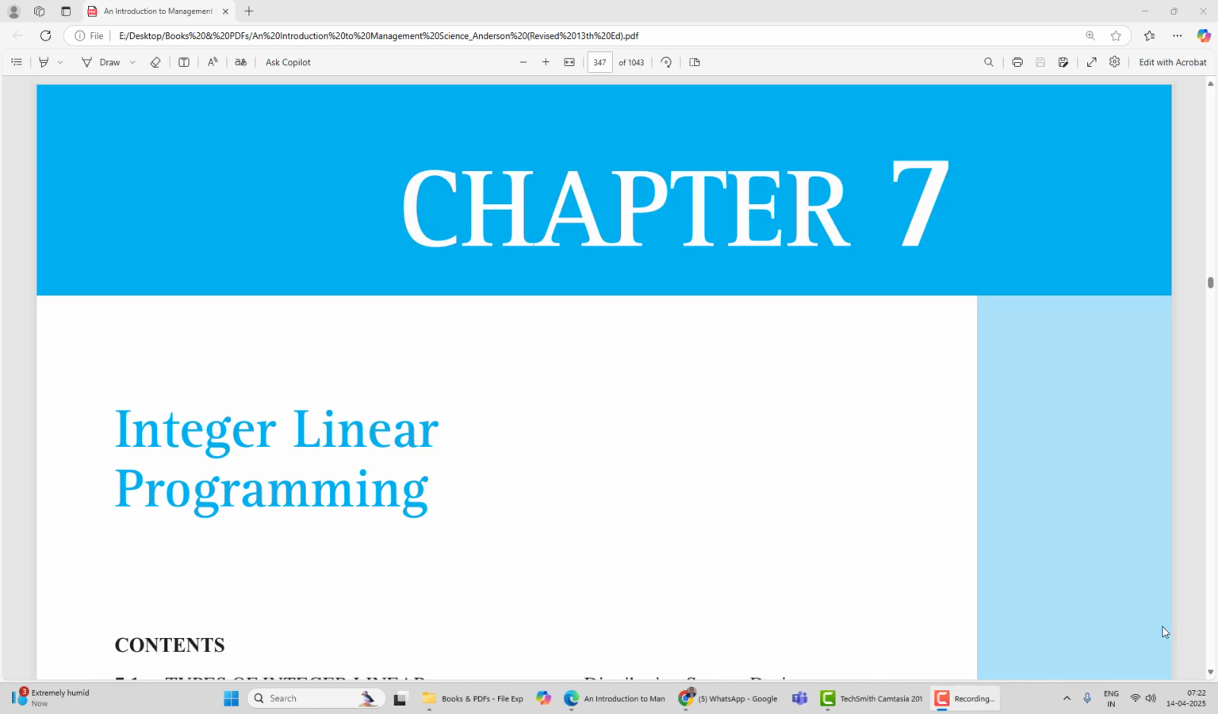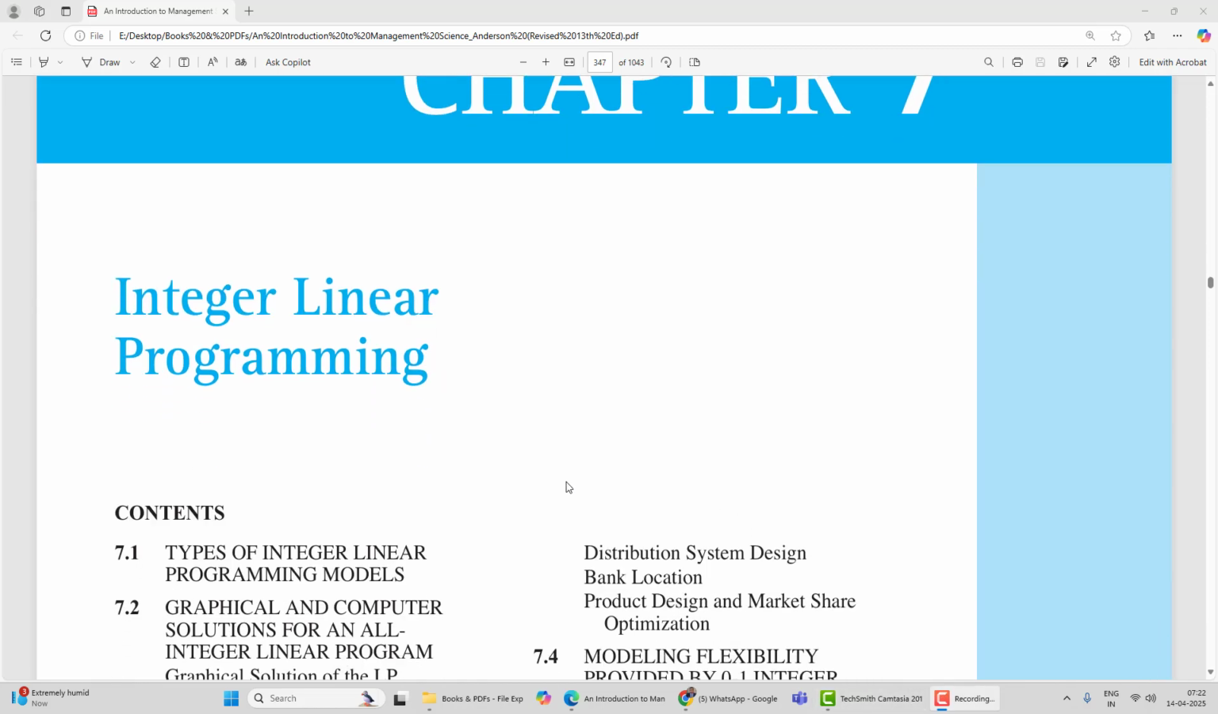In this video we are going to look at integer linear programming applications. In integer linear programming, all or a few variables will take only integer values like 3, 4, 5, etc., or if it is a binary application, then they will take values only 0 and 1. We'll look at these applications in subsequent videos also.